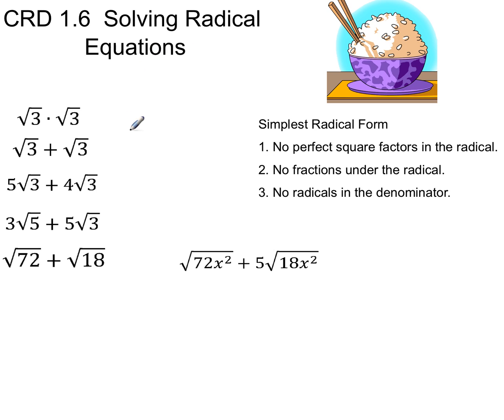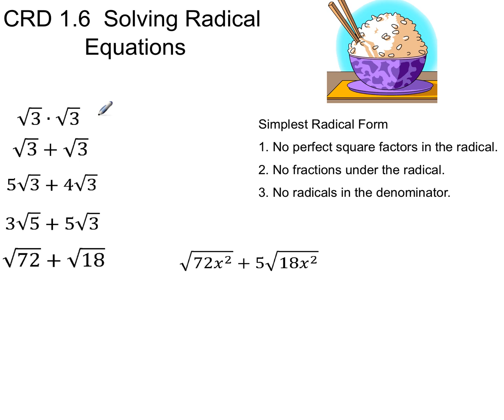When dealing with any radical problem at all, you have to remember simplest radical form, which we talked about in the last lesson. There are no perfect square factors in the radical. There are no fractions under the radical, and there are no radicals in the denominator. So always keep that in mind so that you get the correct answer and simplify it as far as it can go. So looking at this page, it's just an important distinction to make.